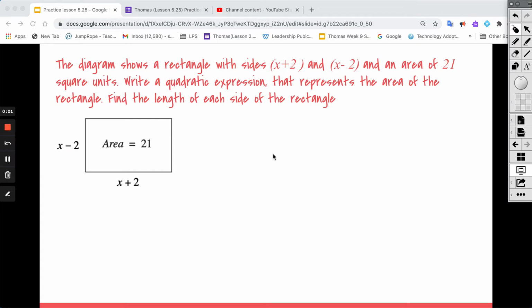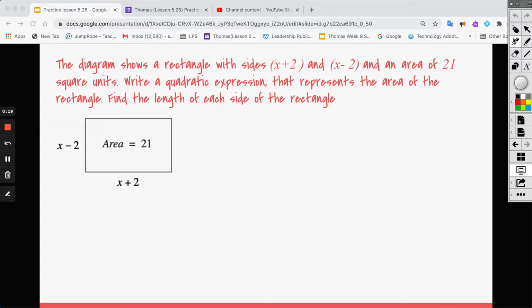So this question says the diagram shows a rectangle with sides x plus 2 and x minus 2 and an area of 21 square units. We're to write a quadratic expression that represents the area of the rectangle, and we're to find the length of each side of the rectangle.